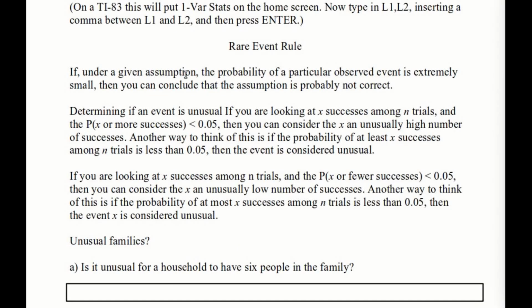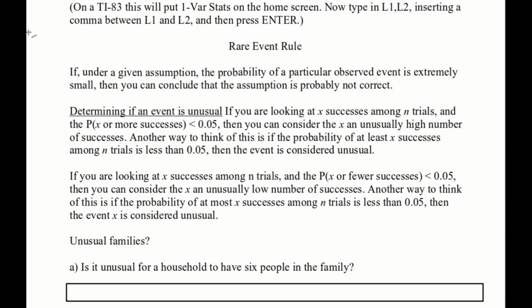If you're using a TI-83, when you select 1 variable statistics, it will actually appear on your home screen. You'll then enter L1, L2 exactly as we did for the 84, in other words, using second 1 for L1. There's a comma key right above the 7 on your calculator, and then second 2 for L2.